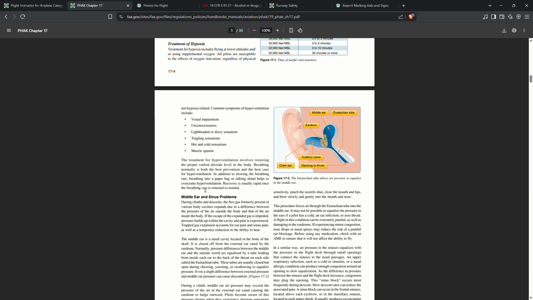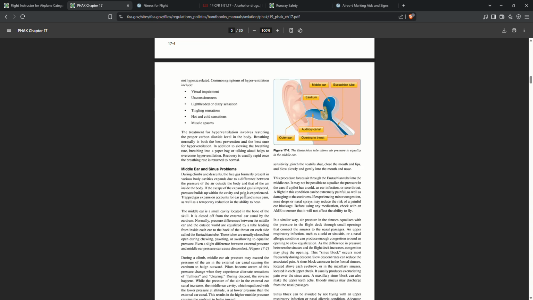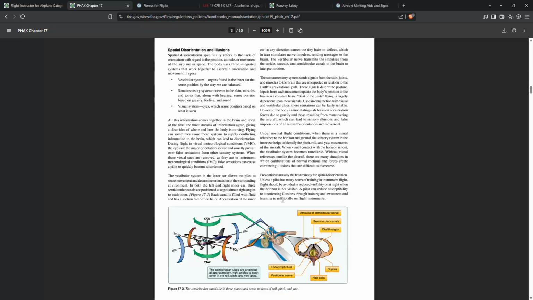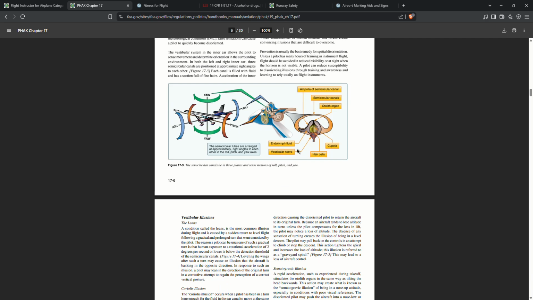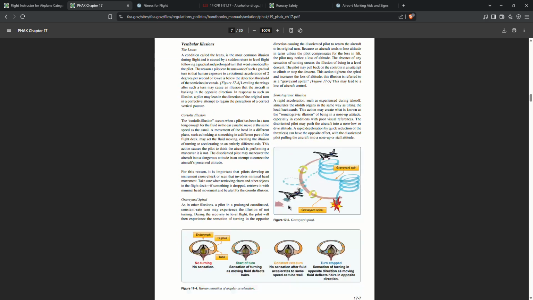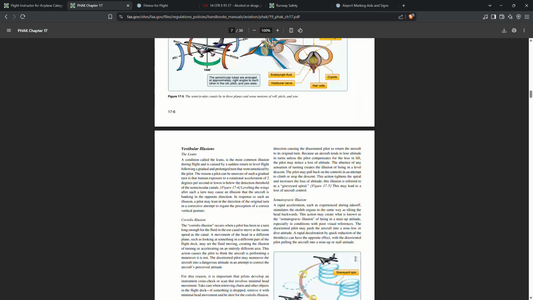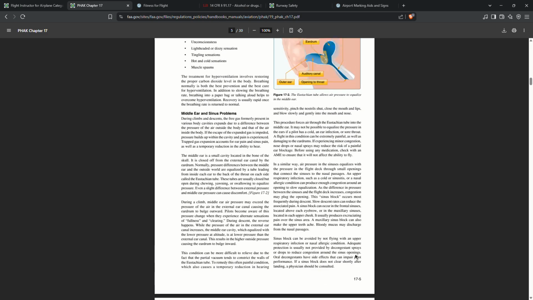Next is the middle ear and sinus problems. Middle ear and sinus problems come from the internal mechanisms in our body. The Eustachian tube allows air pressure to equalize in the middle ear, and later on it shows the fluids in our body that actually move during turns and how that affects our body. But mainly what comes with that is the senses and pressures within our body get messed up. As we reach higher and higher altitudes, sinus problems become worse, and having flown with a sinus problem once, it is not comfortable for sure.